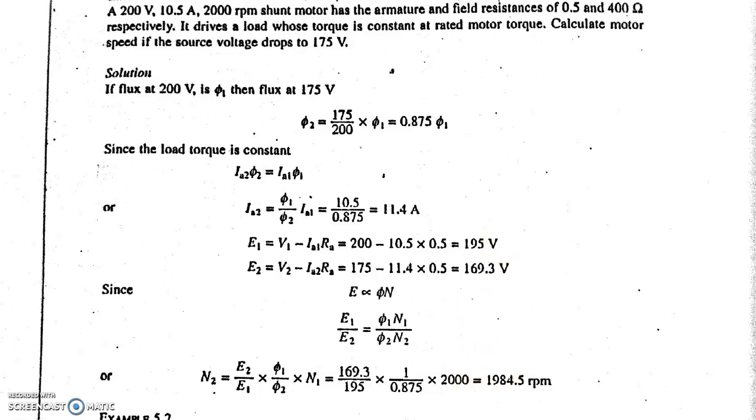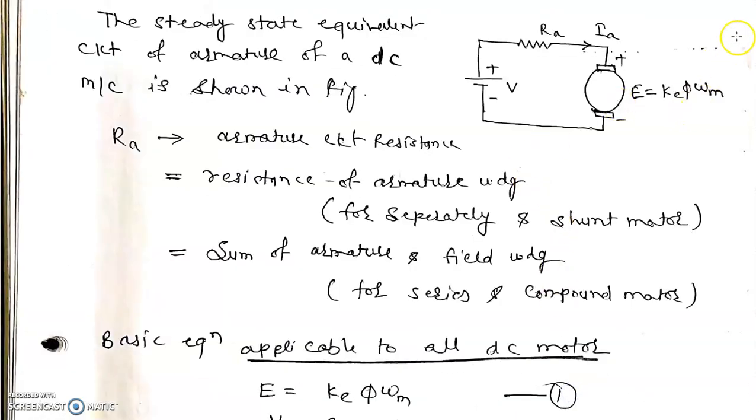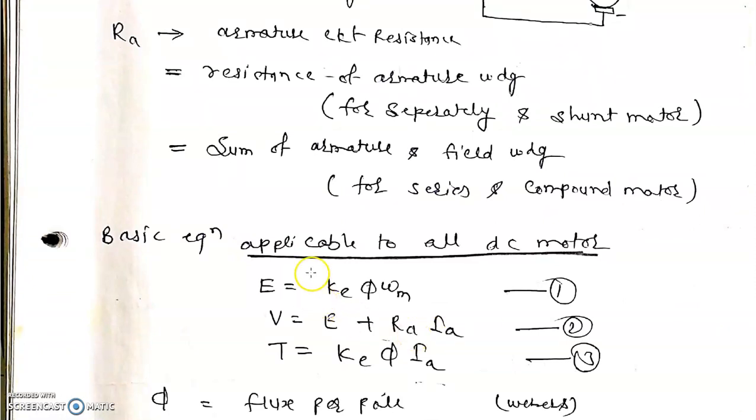I want to just recall that when we studied the DC motor, this is the basic armature diagram of DC motor, with voltage V, armature resistance Ra, armature current Ia, and the back EMF whose value is Ke phi omega m. We have to recall all three basic equations here: E is equal to Ke phi omega m, V is equal to E plus Ia into Ra, and torque is equal to Ke phi Ia.